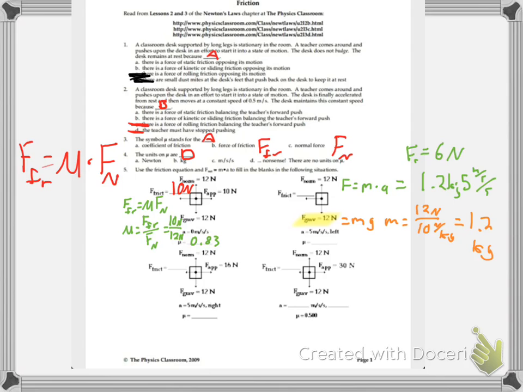So now to find mu, because now we have our friction force is 6 newtons. To find mu, again we're going to use our friction force. So we will have mu equaling the friction force divided by the normal force. So we'll have 6 newtons divided by 12 newtons to get a mu of 0.5.